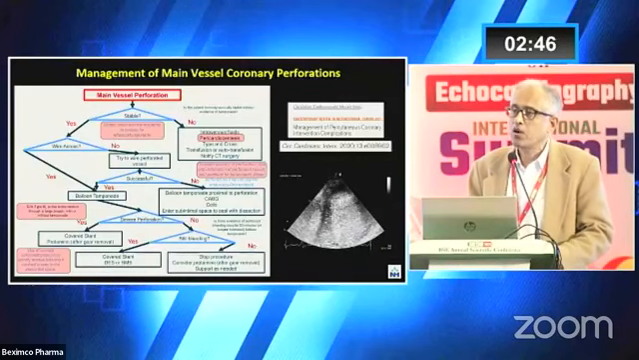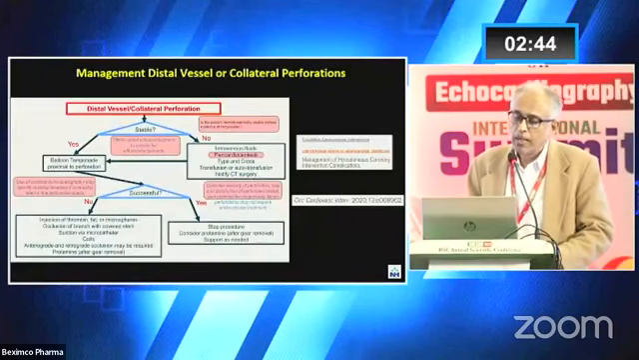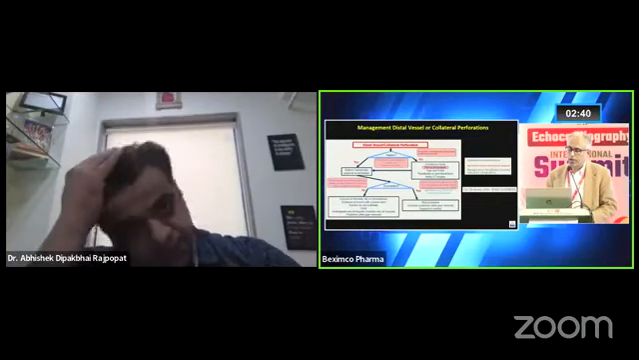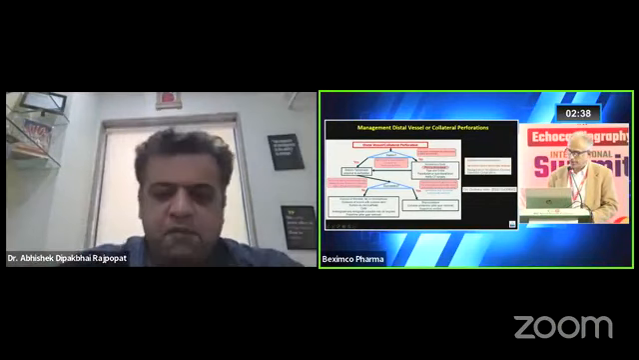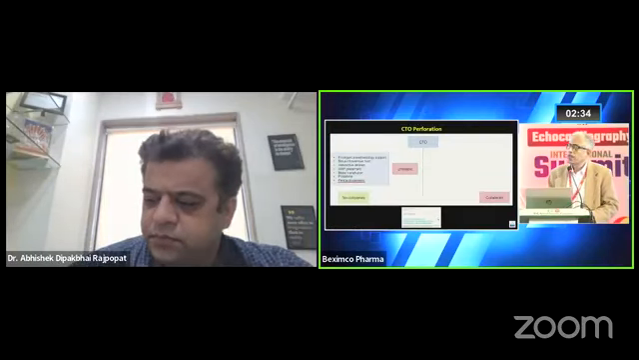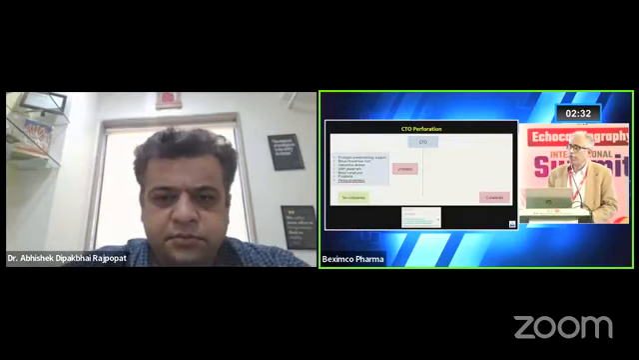So this is where contrast can be helpful. Next, distal vessel, more or less the same algorithm. You're going to go through it, and a similar sort of approach will be used for the distal vessel also. CTO perforations. So again, pericardiocentesis.